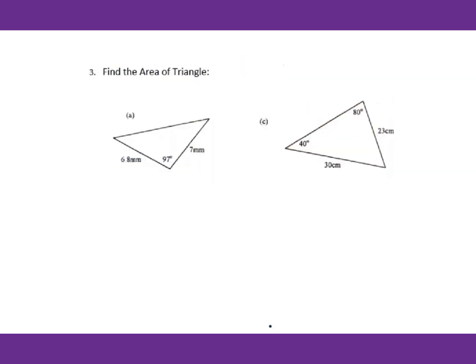Now let's go to some examples. Find the area of triangle A. We know two sides, and this is the included angle. Therefore, area equals 1/2 times 6.8 times 7, then times sine 97 degree. Make sure when you put into calculator, your mode has to be set to degree, not radian.